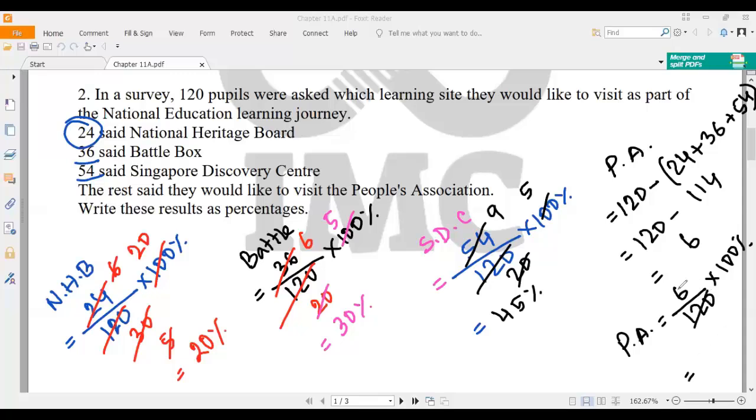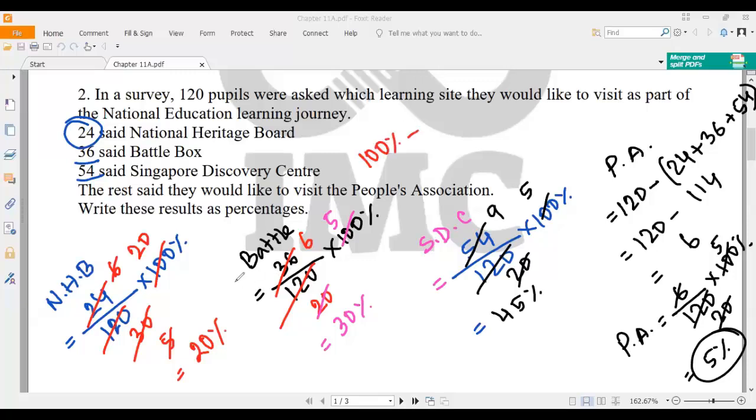So 120 by 6 will be 20 and 100 by 20 will be 5. So 5% of students would like to visit the People's Association. We can find this 5% in another way, that is, the total percentage is 100%.